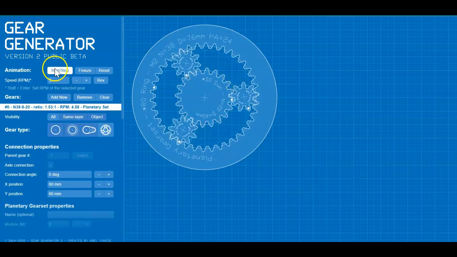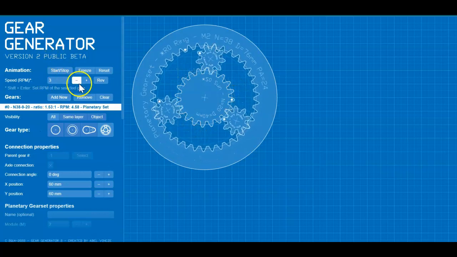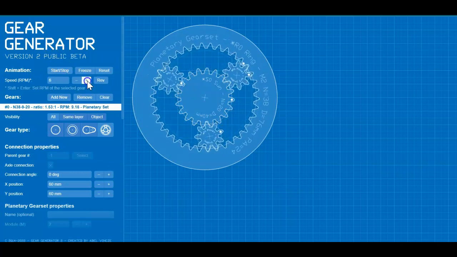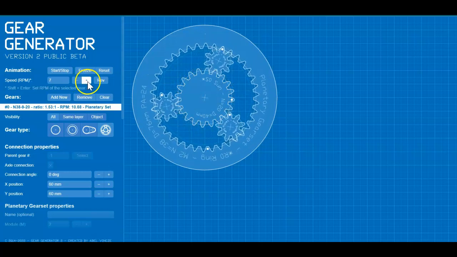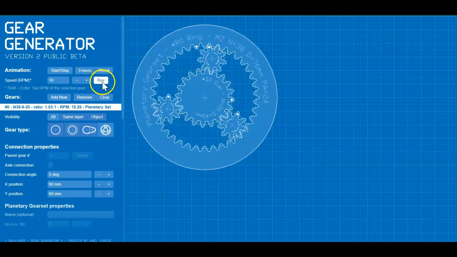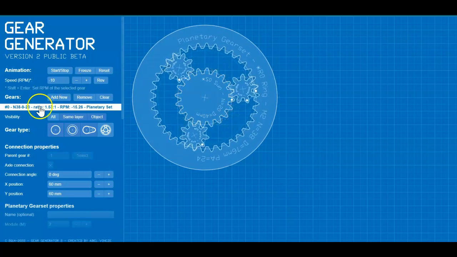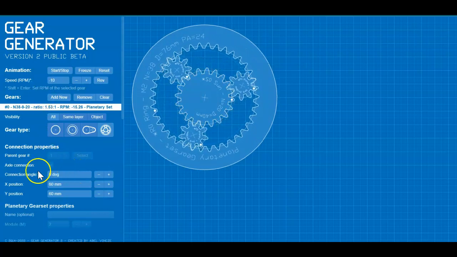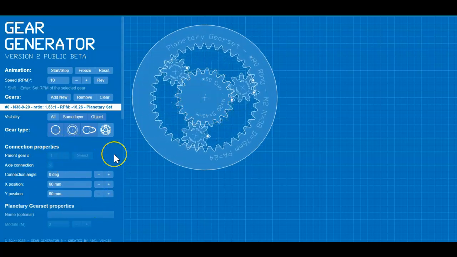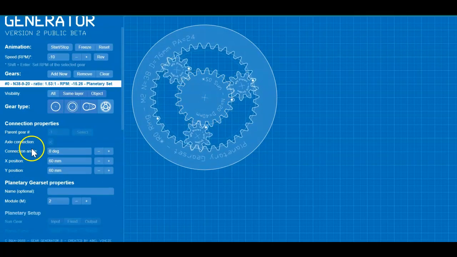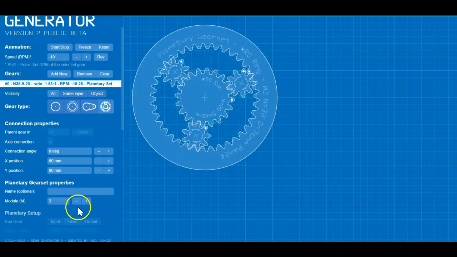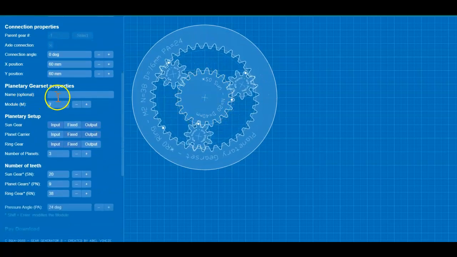We see some of the same things, the start and stop and our speed. We can speed it up as we're going along, just one at a time, plus and minus right there. We can also hit reverse, change its direction. That's kind of cool. The same types of characteristics down here that we saw before: X and Y position, the connection angle, axle angle. We can name it.